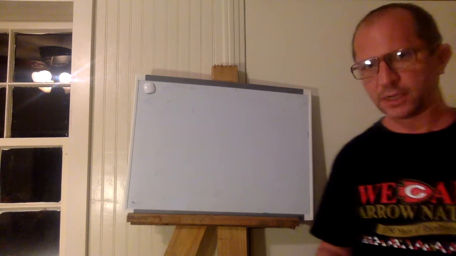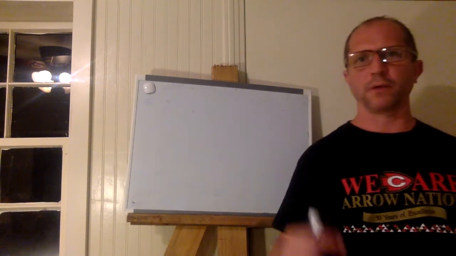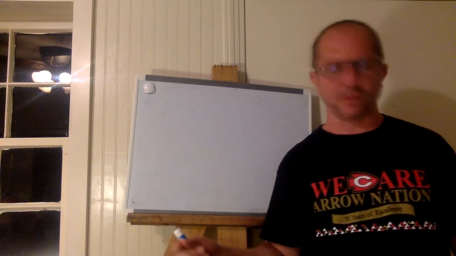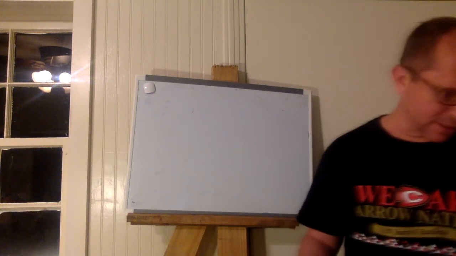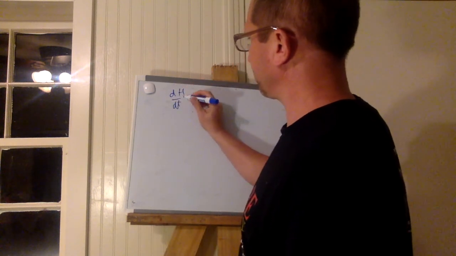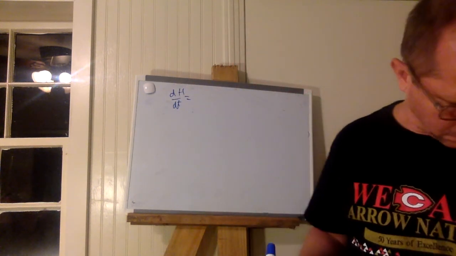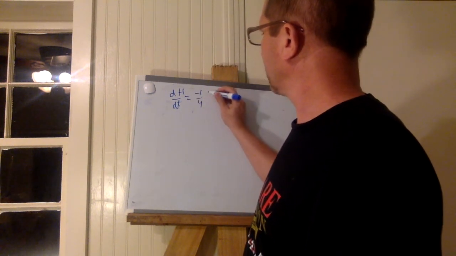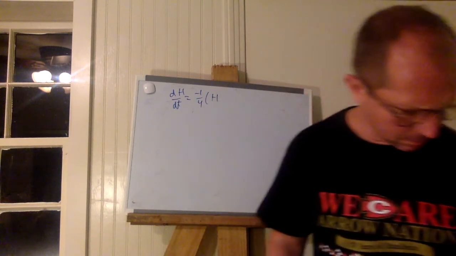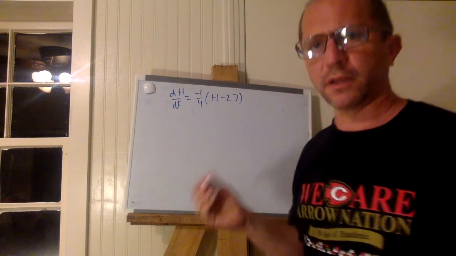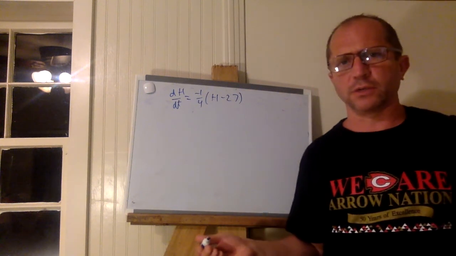Okay, so we start seeing tangent. We start seeing, okay, we need a point and a slope for derivative. Point and a slope to get the tangent line. So we're going to use the derivative here. And we don't have to solve the derivative. They gave us the derivative. dh/dt is equal to negative 1/4 (h minus 27).